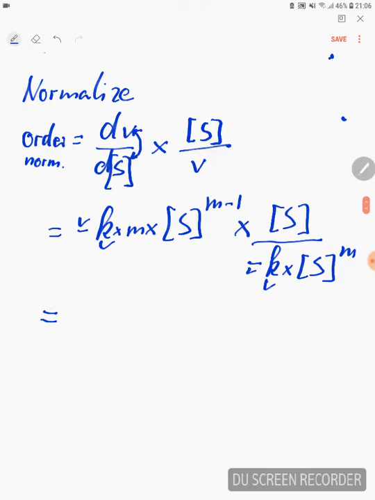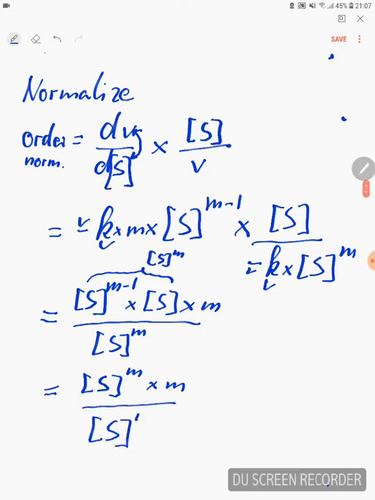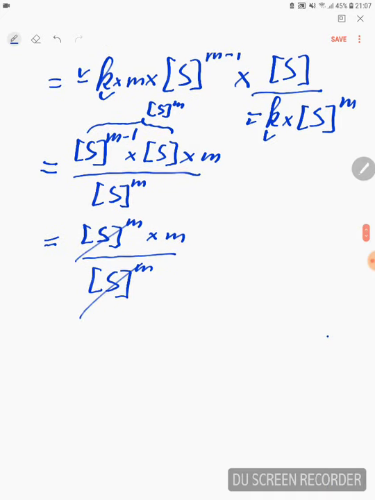Now we have S to the power of M minus 1 times S times M divided by S to the power of M. And if we combine that, this gives us again S to the power of M. So what we have is S to the power of M times M divided by S to the power of M. This cancels out, and our normalized order for this particular reaction equals M.